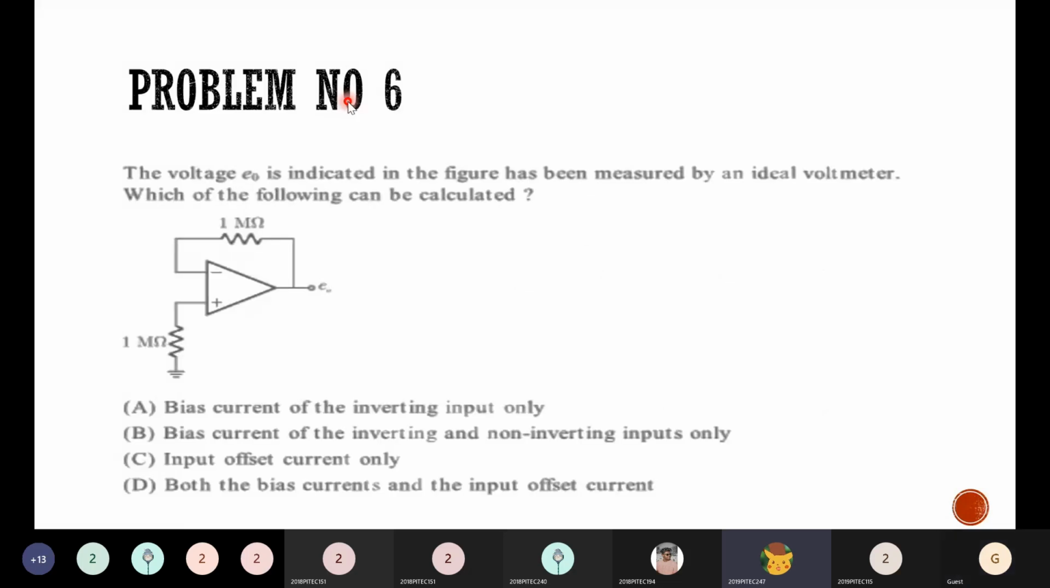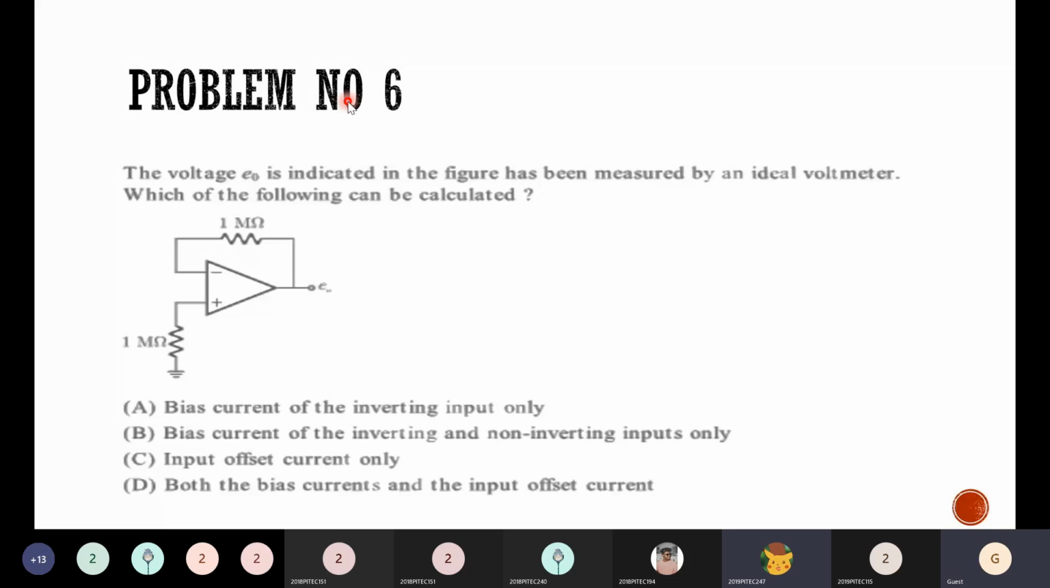Now we'll move on to the next problem. Can you see the problem? The voltage E naught indicated in the figure has been measured by an ideal voltmeter. That is the output of the circuit. Which of the following can be calculated? If you know these two resistors, you can find out the value of that, and the output is also known. Consider that output is also known. E naught you are measuring with a voltmeter.